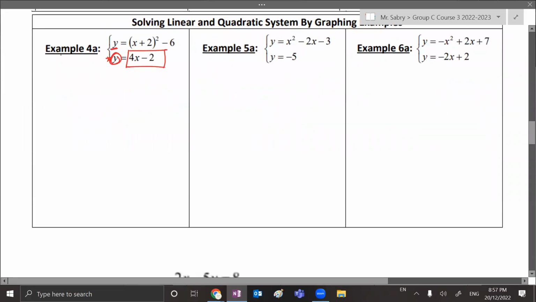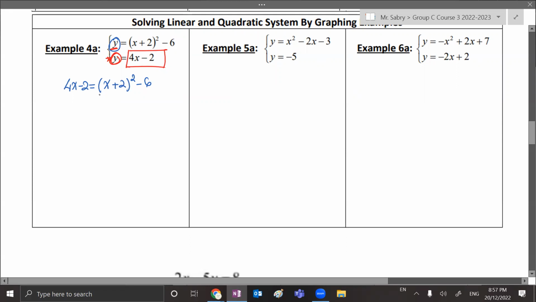So here we are. What you're going to do is remove this y and put 4x minus 2 equals to the other equation, which is (x plus 2) all to the power of 2 minus 6. And now what you're going to do next is to solve, find the values of x. Now when you try to solve this, watch closely please.